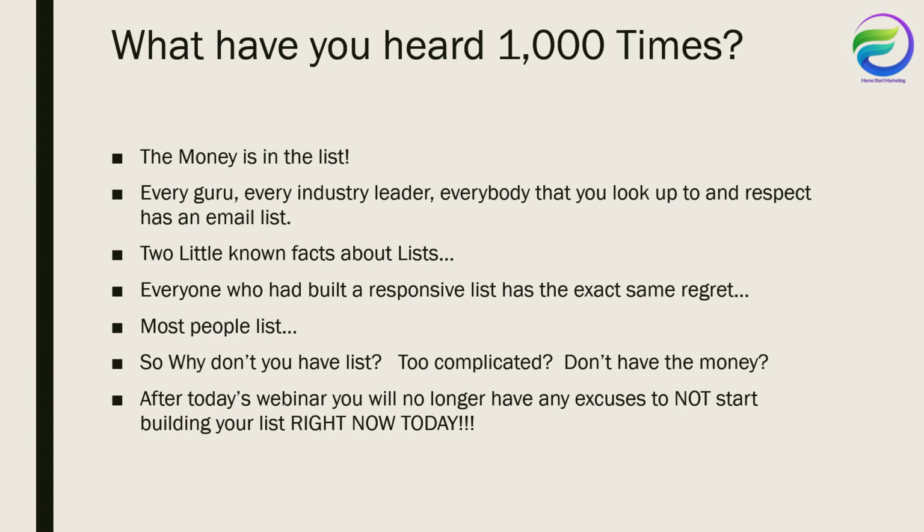Every single guru, every industry leader, everybody that you look up to and respect has an email list. Now, they're not all on YouTube or Facebook or Instagram or TikTok, whatever. They're not on all those different things. The one unifying factor is they all have an email list. There's not one person that you know, like, and respect, that you follow, that you trust, that you say, there's my mentor, there's my teacher, that doesn't have an email list. That's the power of an email list. Every successful online marketer has one, and now you can too.